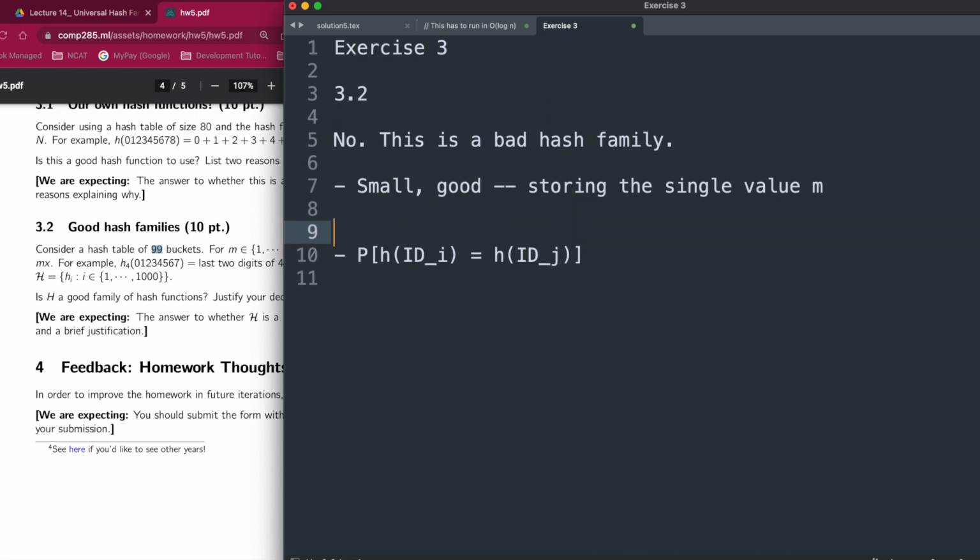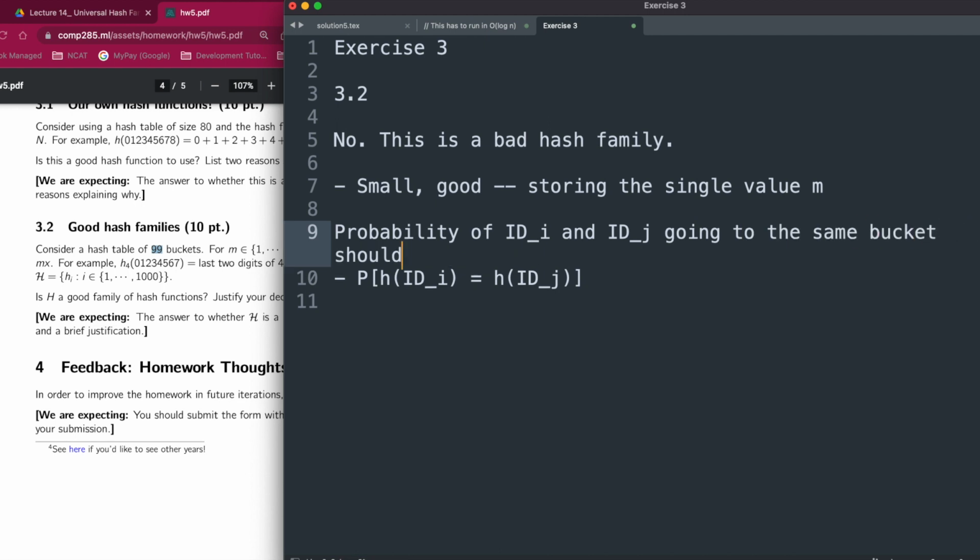So this is the whole point of using hash functions. We want the probability of two elements going to the same bucket to be small. What do we mean by small? We want the probability of ID i and ID j going to the same bucket to be less than 1 over n, where n is the number of buckets. So it should be less than 1 over 99.